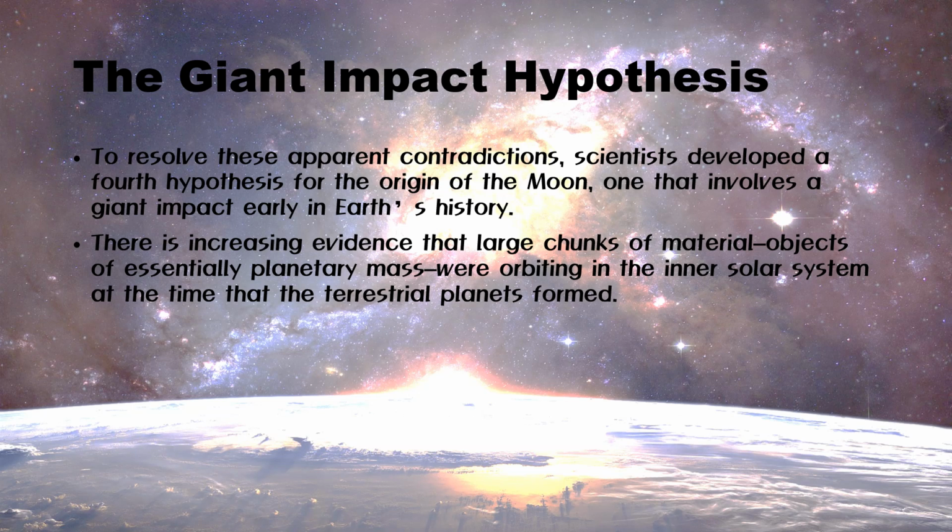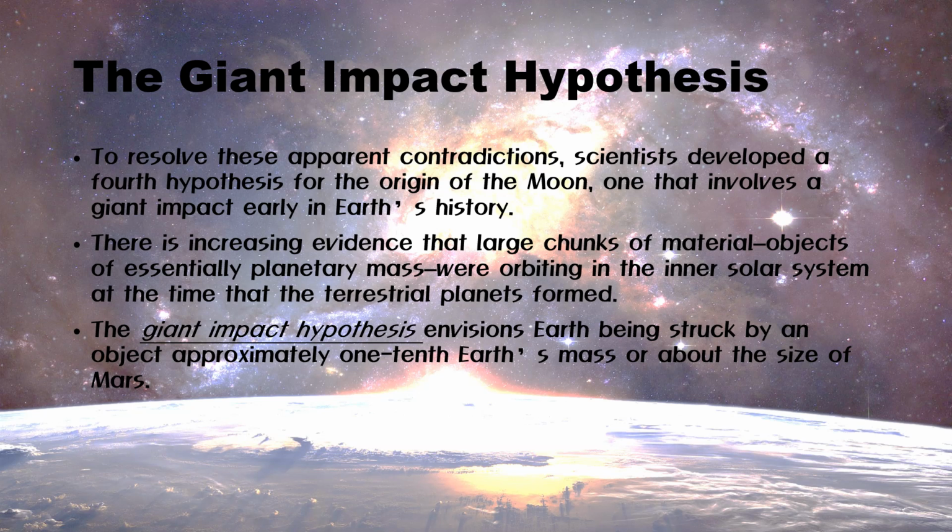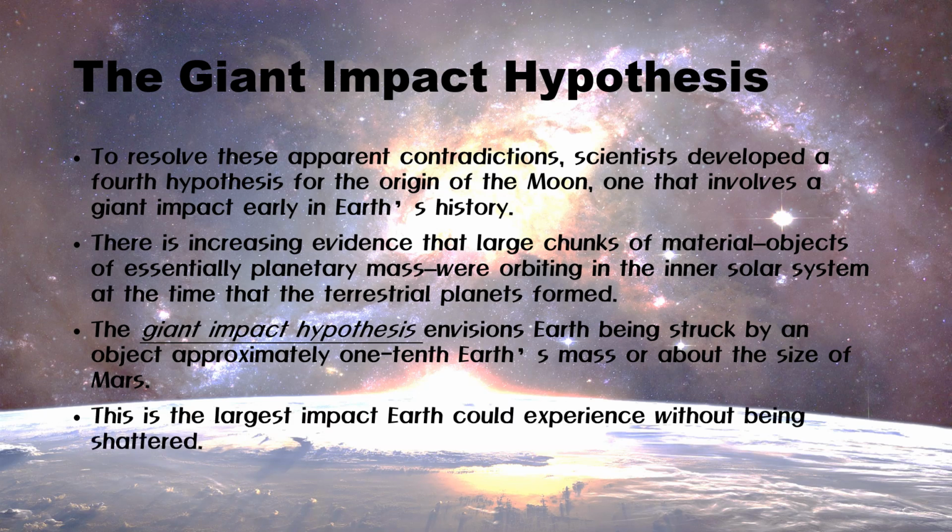There's increasing evidence that large chunks of material, objects of essentially planetary mass, were orbiting in the interplanetary solar system at the time that the terrestrial planets formed. The giant impact hypothesis envisions Earth being struck by an object approximately 1/10 Earth's mass, or about the size of Mars. This is the largest impact Earth could experience without being shattered.